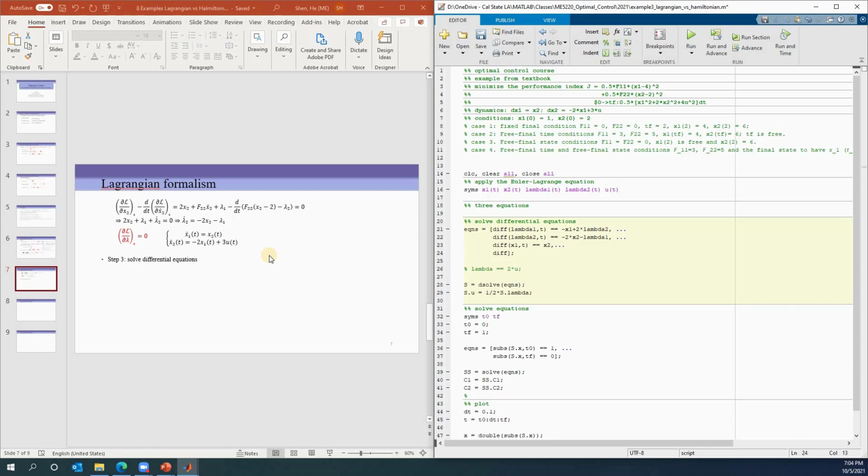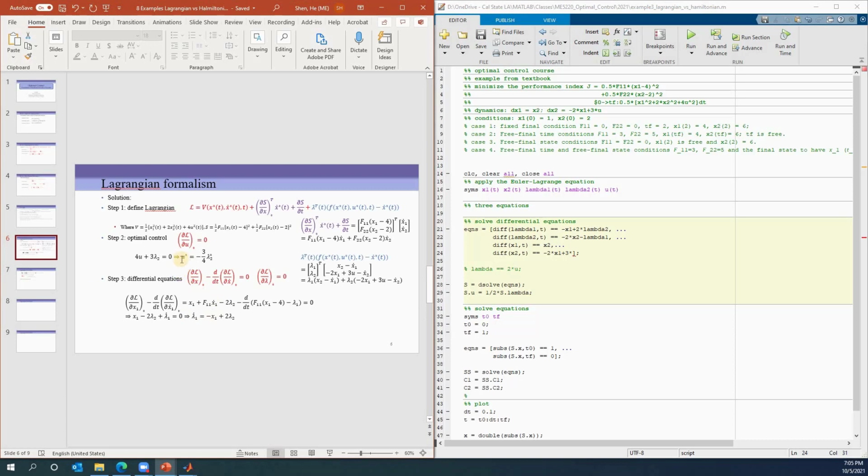And the last equation is the differential of x2 with respect to time t is equal to negative 2 times x1 plus 3u. And what is our u? We already found the optimal control u in terms of lambda, right? U is equal to that. So let's write it here.